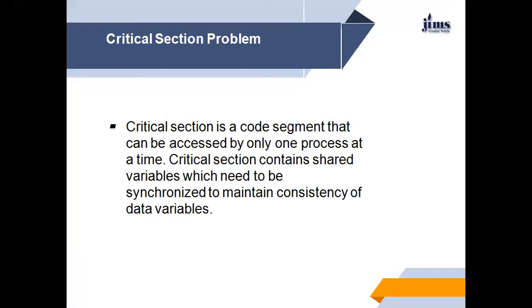The critical section problem is to design a protocol that the processes can use to cooperate. Each process must request permission to enter its critical section. The section of code implementing this request is the entry section, and the critical section may be followed by an exit section. The remaining code is the remainder section. So the critical section is a code segment that can be accessed by only one process at a time. The critical section contains shared variables which need to be synchronized to maintain consistency of data variables.